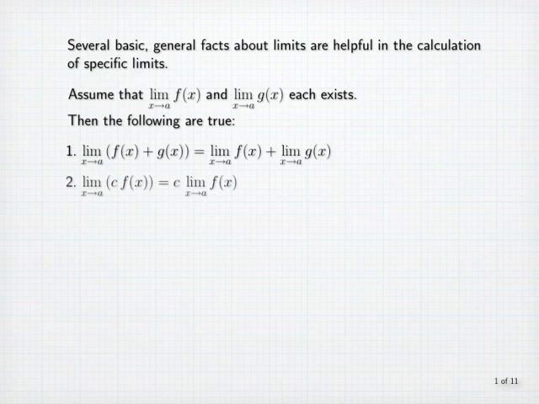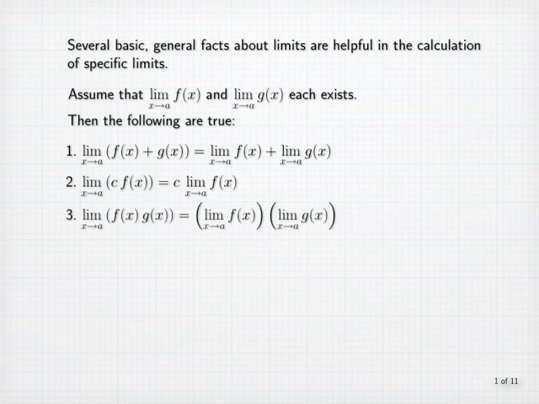2. The limit as x approaches a of a constant c times f of x is equal to the constant c times the limit as x approaches a of f of x. 3. The limit as x approaches a of a product f of x times g of x is equal to the product of the limits, the limit as x approaches a of f of x times the limit as x approaches a of g of x.